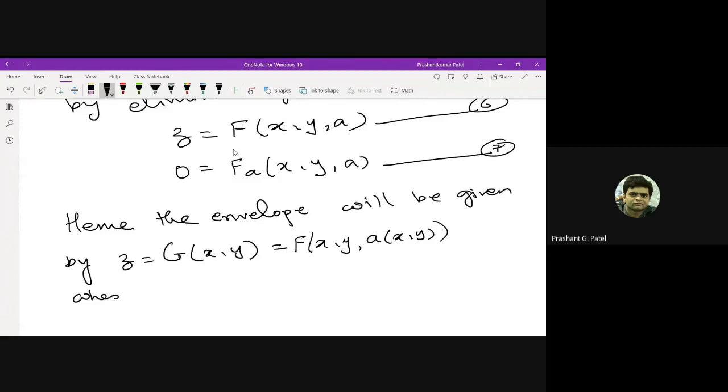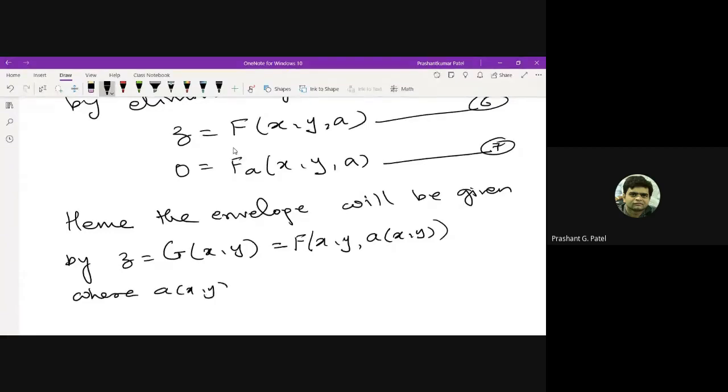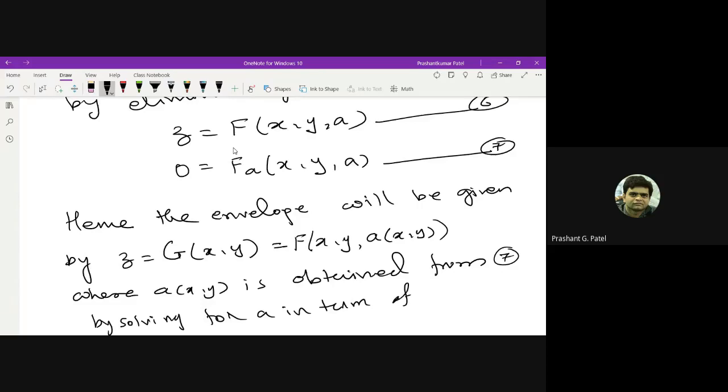where a of x, y is obtained from this equation 7, from 7 by solving for a in terms of x and y. So whatever the answer you will have, you solve that equation and you will have the value of a in terms of x and y.